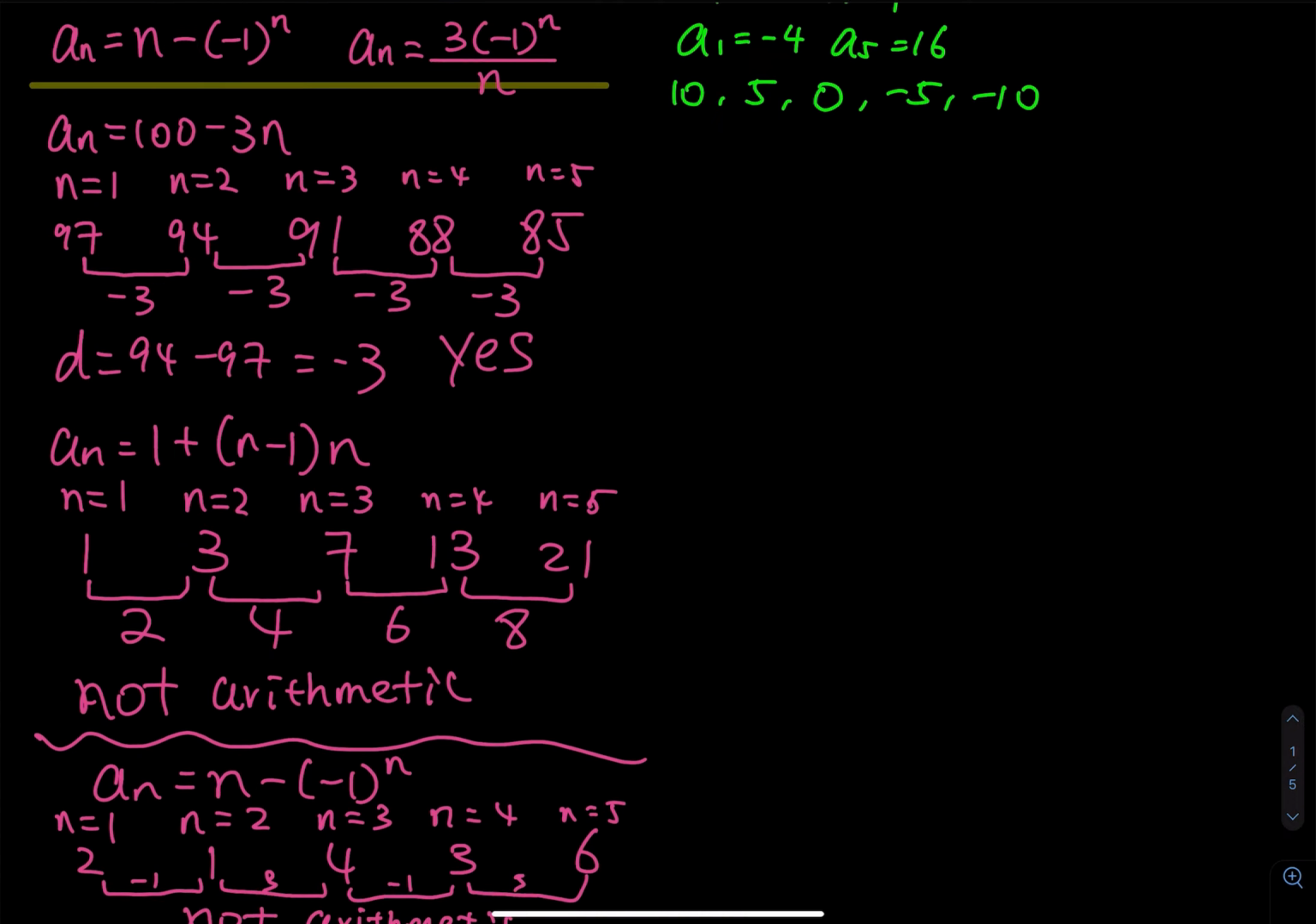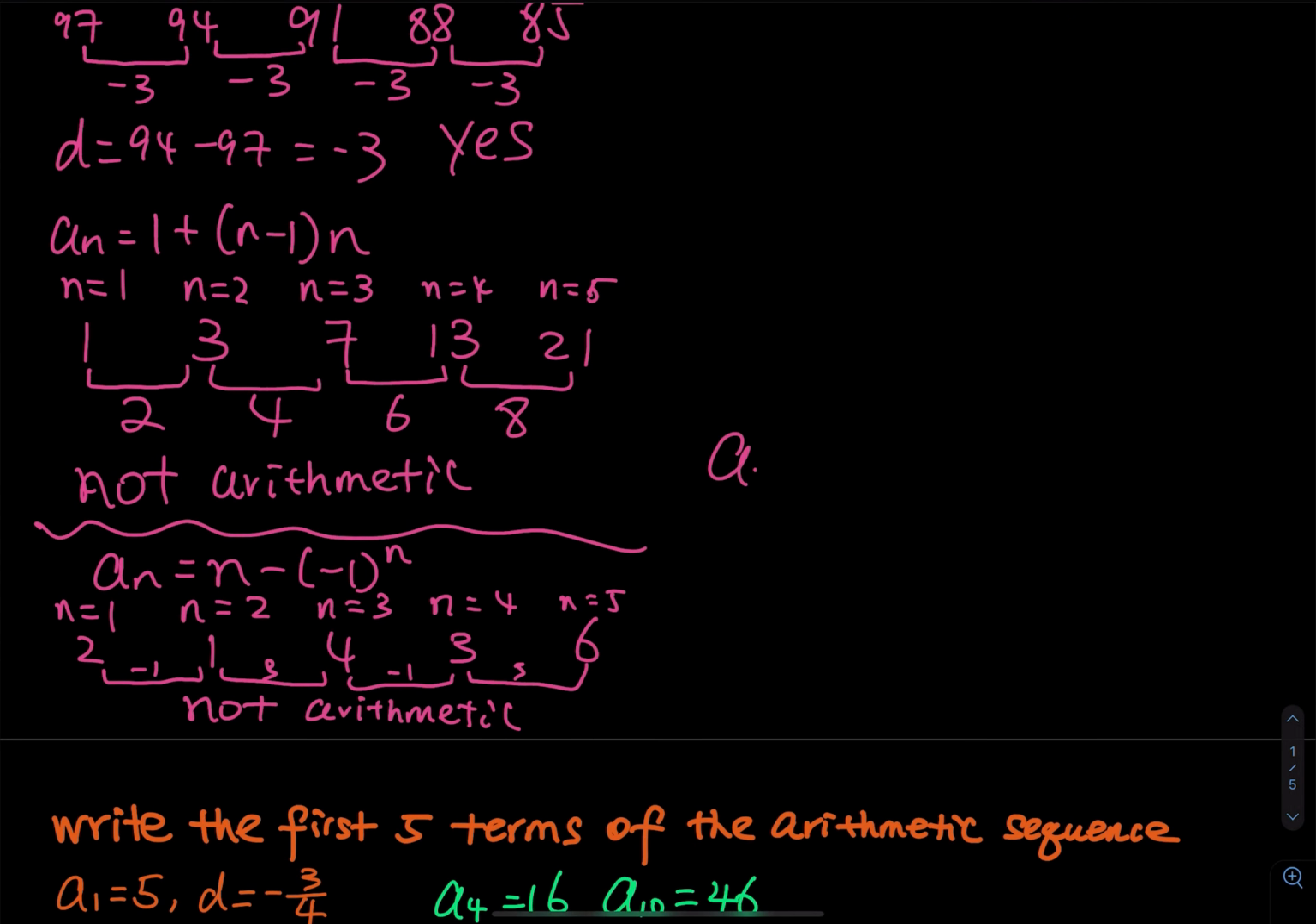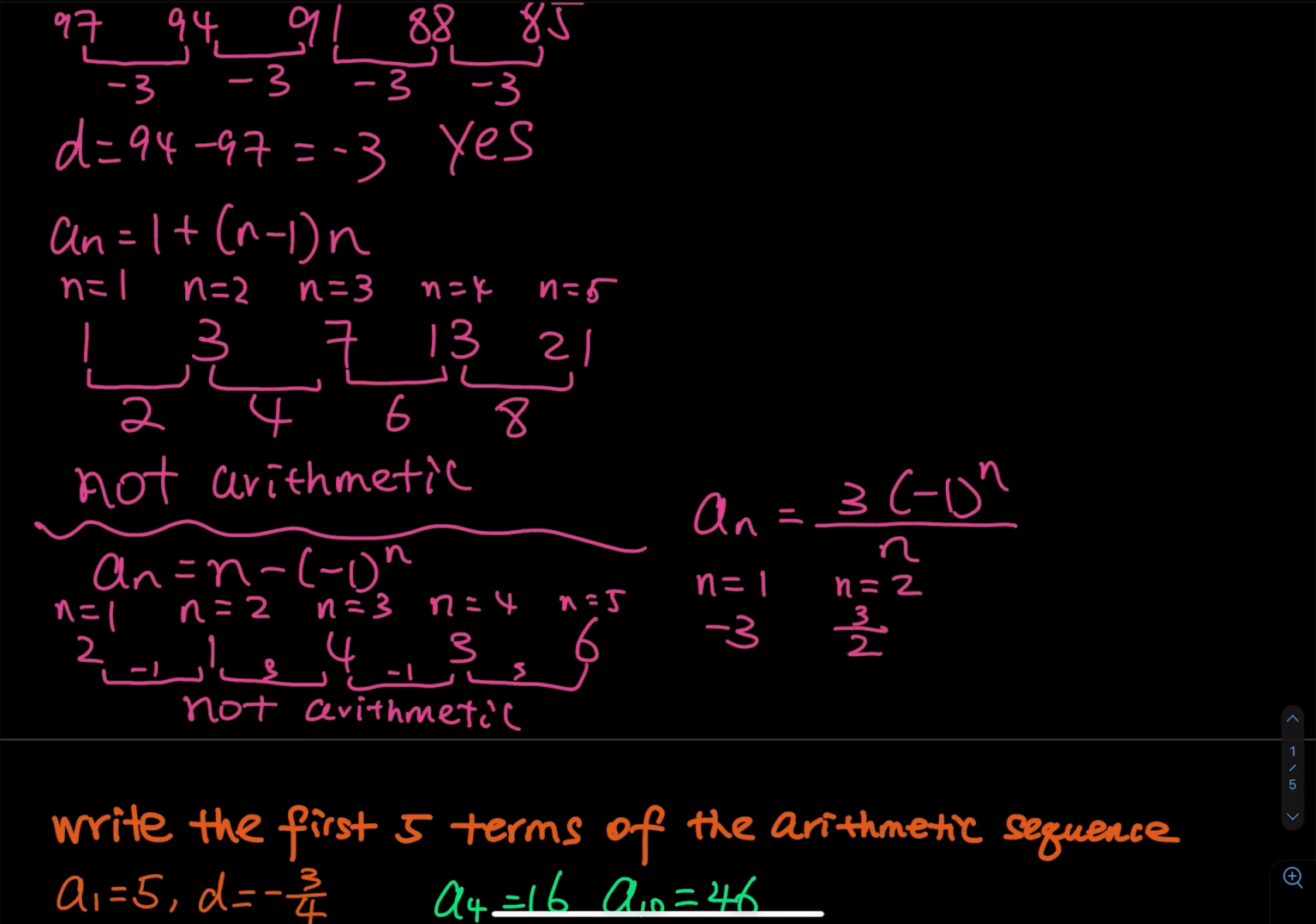The last one is what? The last one is a_n. Save some space for the other example. It's 3 and then negative 1 to the n divided by n. When n is equals to 1, we have a negative 3 divided by 1. When n is equals to 2, we have 3 divided by 2. When n is 3, we have a negative 3 divided by 3, which is negative 1. This is failed already. There is no way to go back and forth between negative and positive.